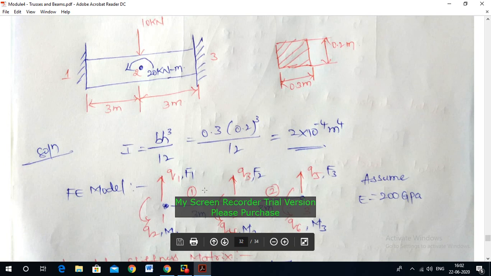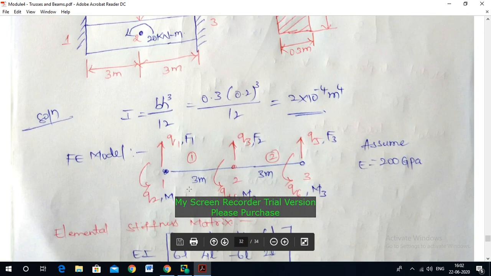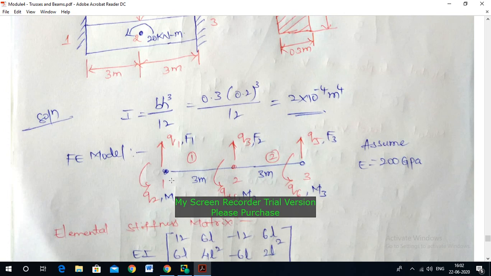And we know that each node has 2 degrees of freedom, and each node has 2 nodal displacement values. Node 1 has q1 and q2, node 2 has 2 nodal displacements q3 and q4, and node 3 has 2 nodal displacement values q5 and q6. So q5 and q6 are the nodal displacements at node 3, and q3 and q4 are the nodal displacements at node 2.